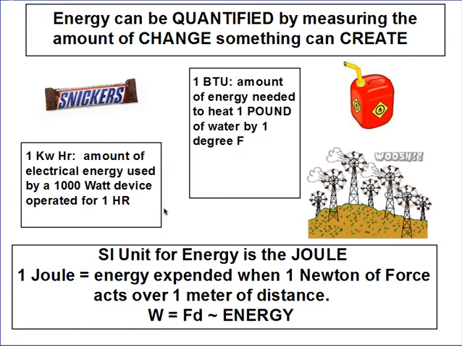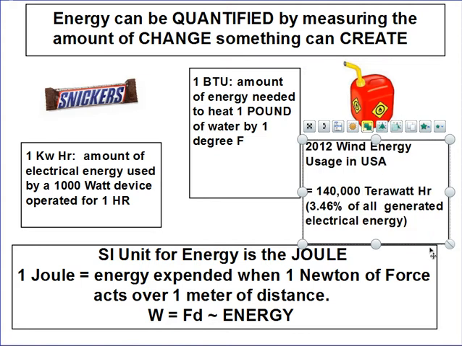If I have a 1,000 watt device, could be my toaster, could be my microwave oven, maybe it's a really bright light bulb. A lot of light bulbs you see are like a 100-watt light bulb. Well, this is 1 kilowatt. So if I have a 1 kilowatt toaster and I run it for 1 hour, I would use 1 kilowatt hour of electrical energy.